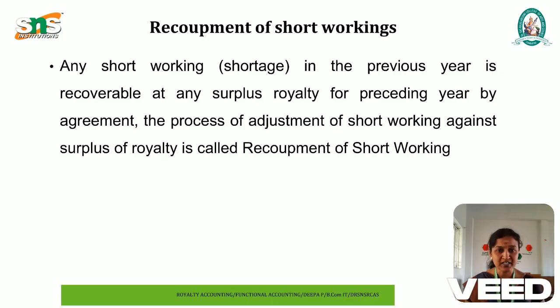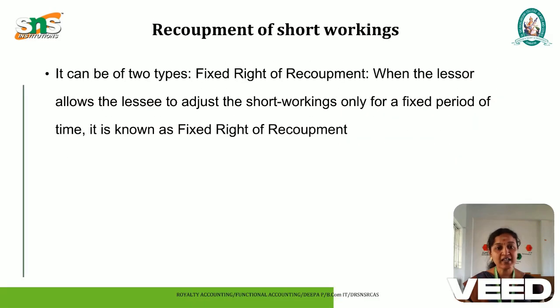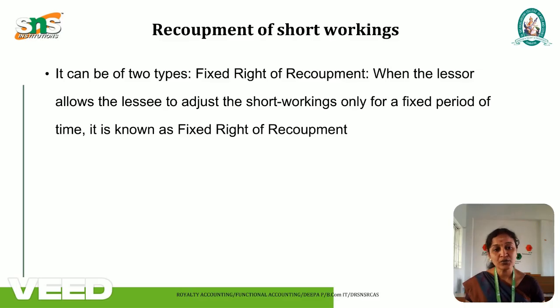Recoupment of short workings. If any short workings in the previous year is recoverable out of any surplus in the future year. In the upcoming year, if there is any surplus royalty, it can be recouped. So this is called recoupment of short workings. Actually, recoupment of short workings is based on two types.